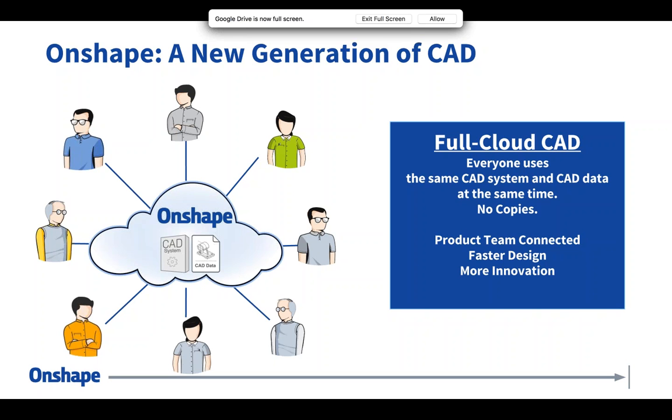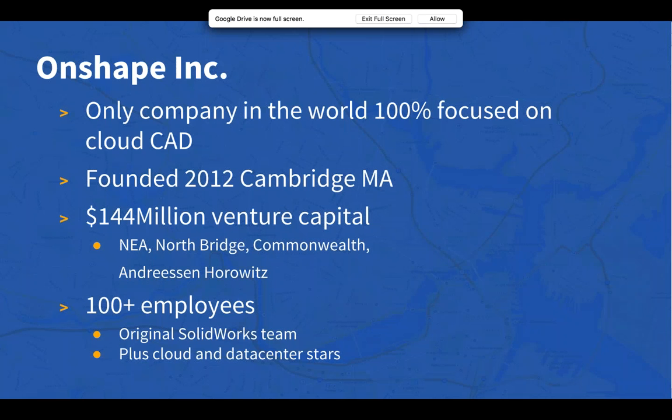If you're just getting started with Onshape, the idea behind it is it's full cloud CAD. It runs entirely in a browser, and there's one version of the CAD data. So everyone's always on the same system, everyone's always on the same version, and there's never any copies. So that's really the idea behind Onshape, eliminating a lot of this headache of many traditional file-based CAD systems.